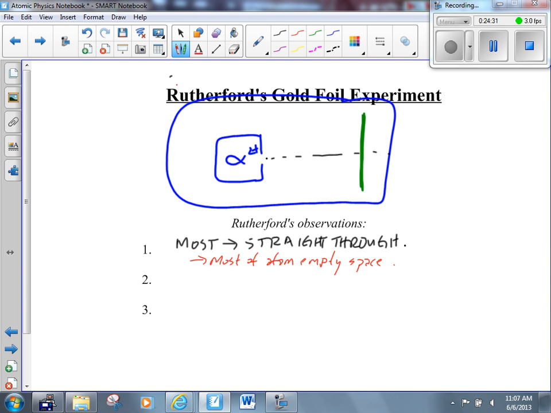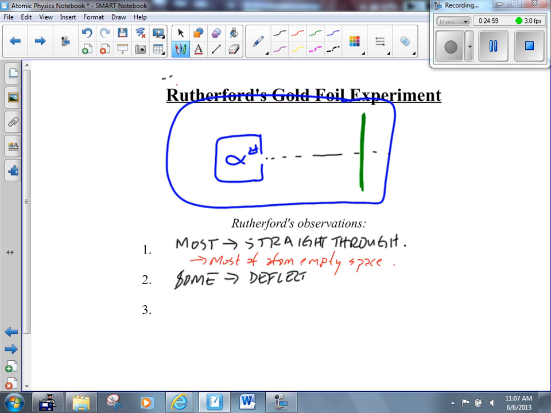Okay, the fact that most of them went straight through, it's like that analogy that we did yesterday with the football field, right? Most of the people running across the football field went straight across because there was nothing in their way. Most of the football field was empty space. Now, they also noticed that some of these, certainly less than went straight through, but certainly a measurable number of them, were deflected.